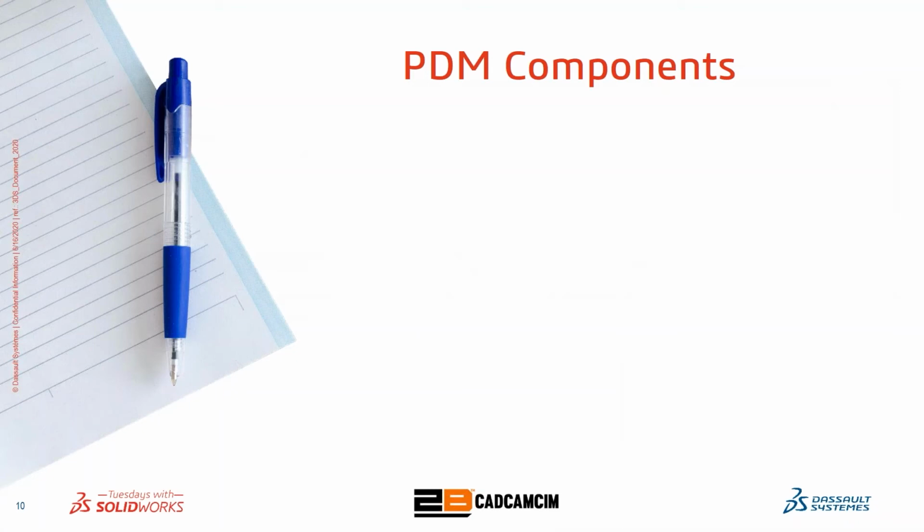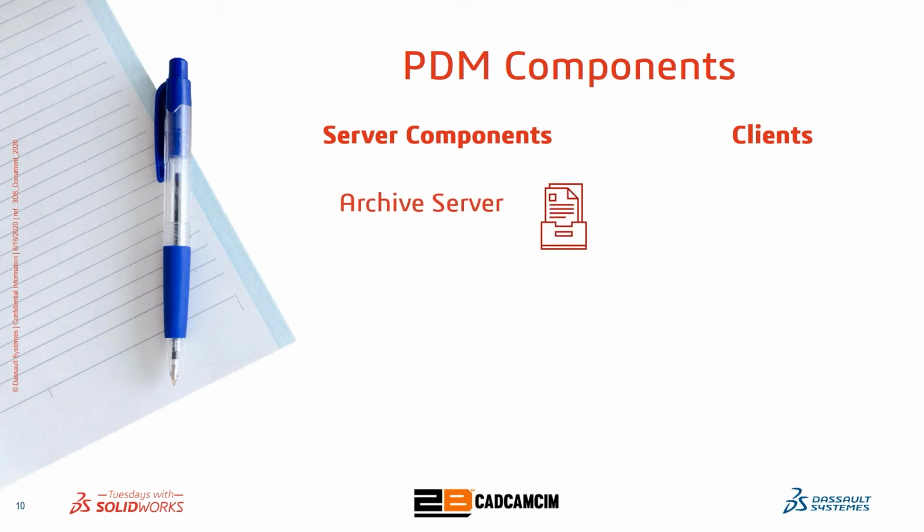As we will be introducing more technical information in this presentation, let's get started by demonstrating what the SOLIDWORKS PDM components are and how it's working. For PDM, we have two main components, server components and the client components. For server components, we have three main components. First of all, the archive server, and that's where all design data files and other documents are stored.